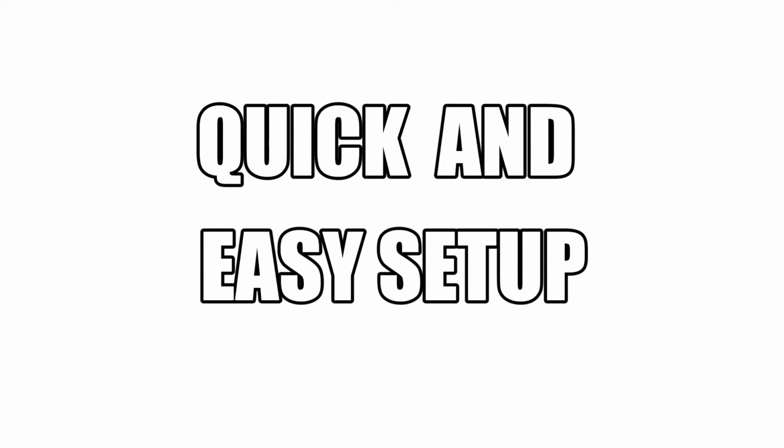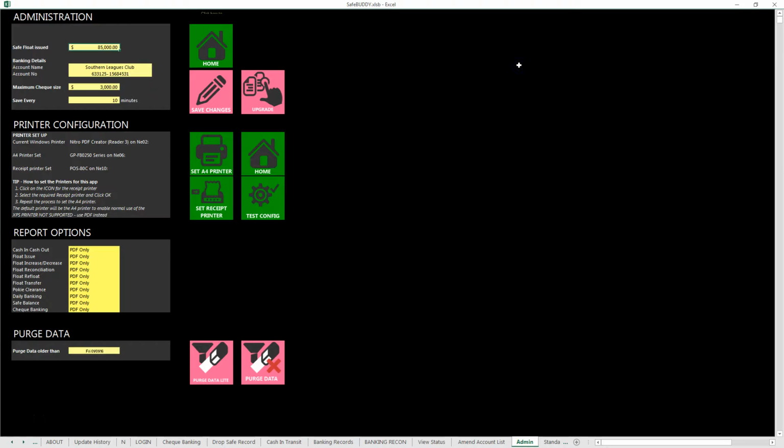Okay, question is asked, how easy is it to set up SafeBUDDY? Well, it's set up from only about 3 different pages. Here, the administration, pretty self-explanatory: how big is the float, the club name, bank account details, maximum check size, how often you save it. Here we select whether you want to print only, PDF, or PDF and print. So you've got 3 different options there.